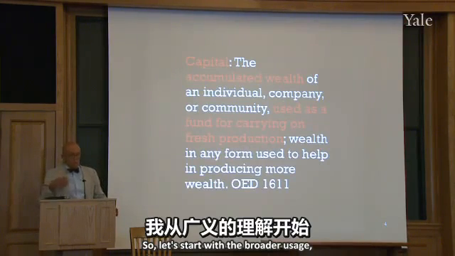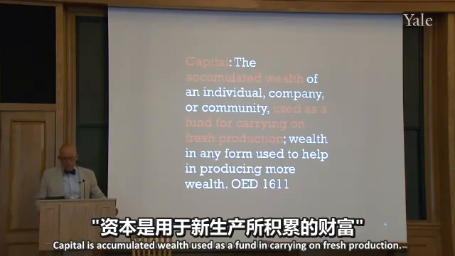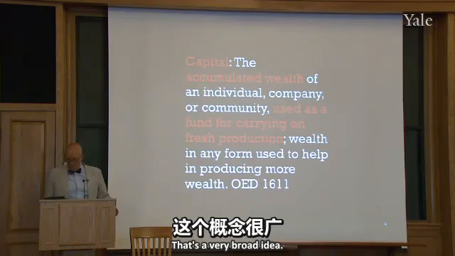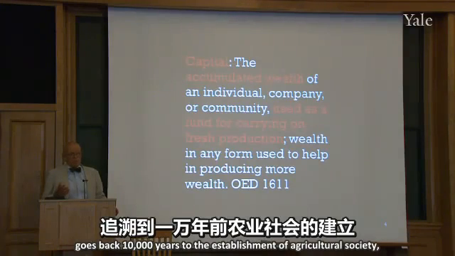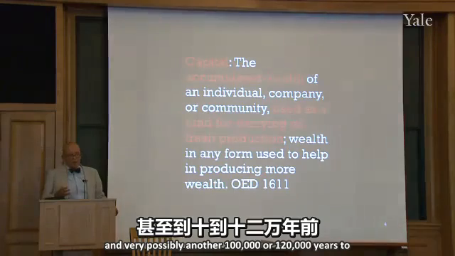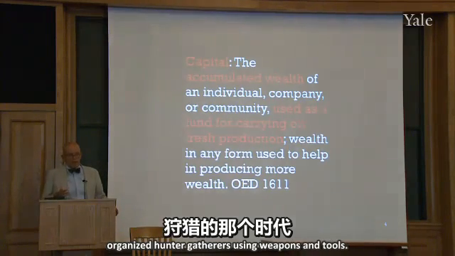So, let's start with the broader usage. Capital is accumulated wealth used as a fund in carrying on fresh production. It's a very broad idea. It is one which arguably, in fact, I think without much argument, goes back 10,000 years to the establishment of agricultural society, and very possibly another 120,000 years to organized hunter-gatherers using weapons and tools.